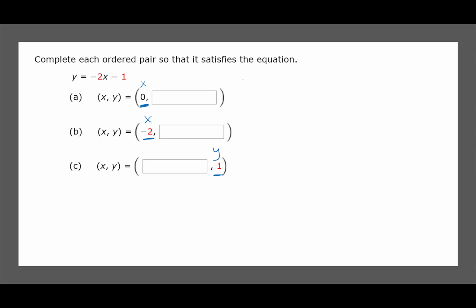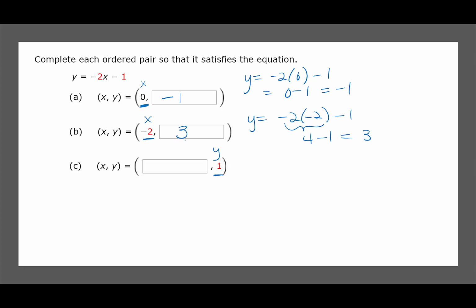For part A, if 0 is the value of x, this would be y equals -2 times 0 minus 1. -2 times 0 is 0, and so y equals -1. That's what you would type into the answer box. Okay, so for B, this would be y equals -2 times -2 minus 1. -2 times -2 is +4. +4 minus 1 is 3. The coordinate for y is +3.